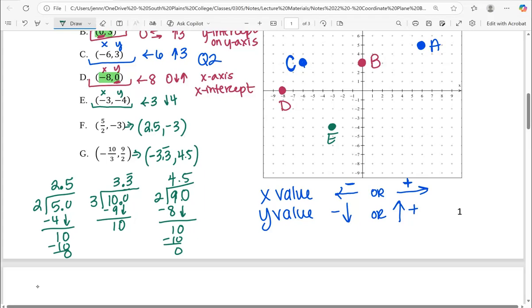For F, 2.5 in the x direction is between 2 and 3. Negative 3 y direction, down 3, places point F. In G, negative 3.3 would move just past the negative 3 along the x-axis. Positive 4.5 would take me up between the 4 and the 5. So these last 3 points, point E put me in quadrant 3, F put me in quadrant 4, and G took me back into quadrant 2. So we're just practicing plotting our ordered pairs.